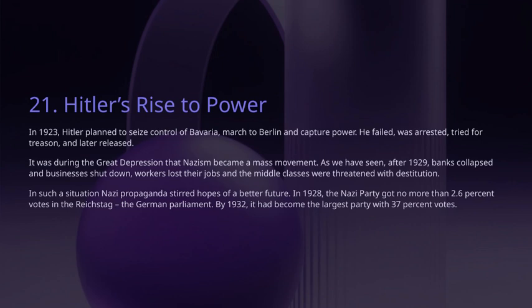In this bleak environment, Nazi propaganda played a crucial role. It stirred hopes among ordinary people for a better future, offering solutions and a sense of purpose. Looking at the political landscape, in 1928, the Nazi Party only gained about 2.6% of the votes in the Reichstag, which was a very small share. But by 1932, that support skyrocketed, and they became the largest party with 37% of the vote. This rapid rise reflects how economic hardship and effective propaganda can dramatically change political fortunes, and it sets the stage for the further developments in Germany's history.